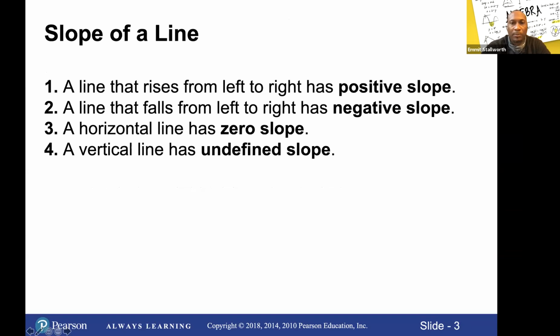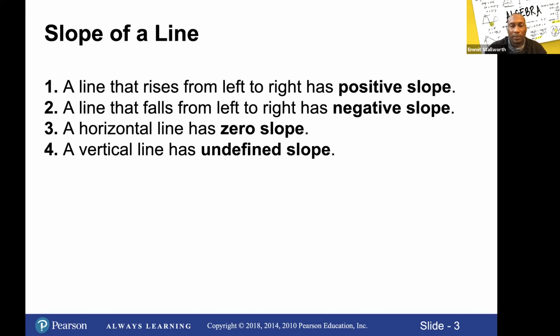Now, here's what we got to understand. If you're rising from left to right, you're going to have a positive slope. You can imagine a little man going from left to right: if he's walking up a hill, that's a positive slope. If he's going down the hill, that's a negative slope. If you have a horizontal line, that means you're running, but you're not rising. That's what you call a zero slope. And if you have a vertical line, the slope is undefined.